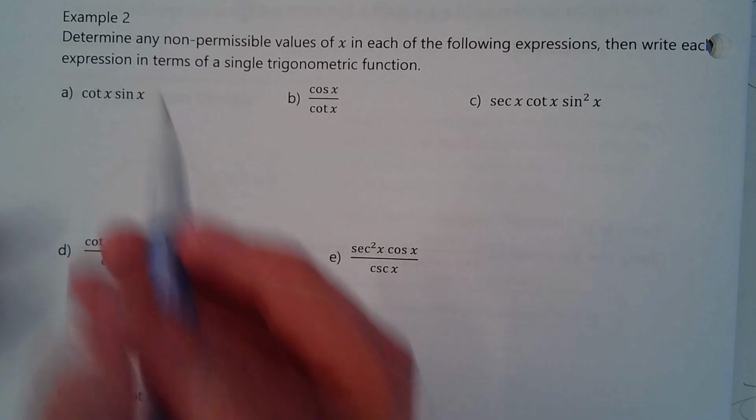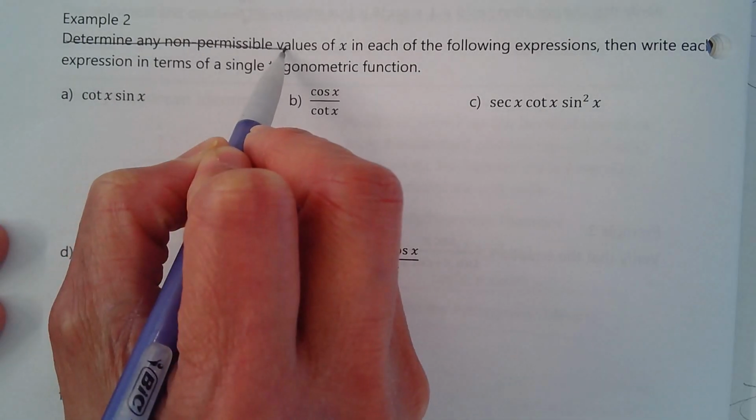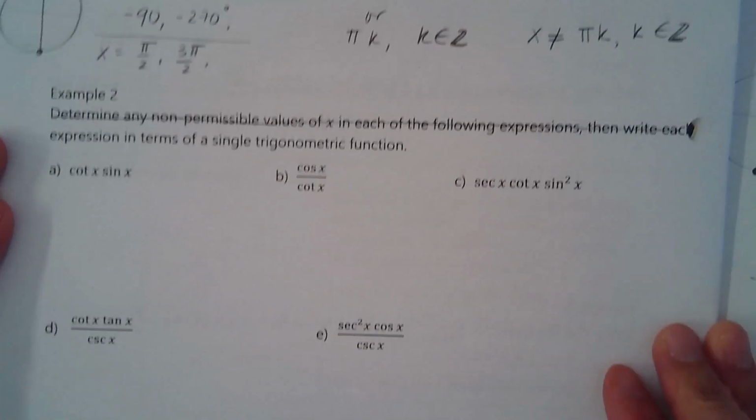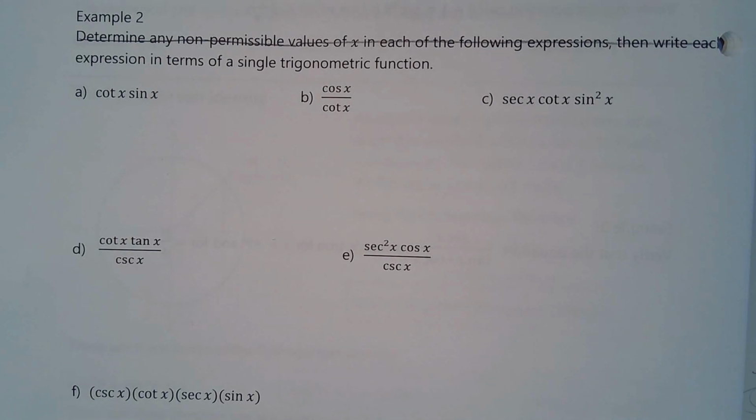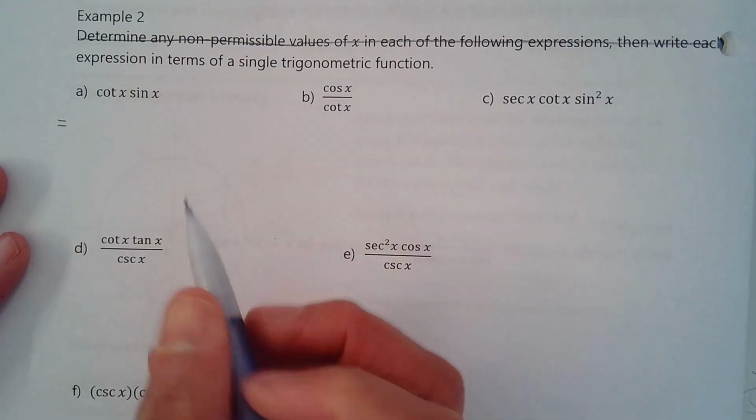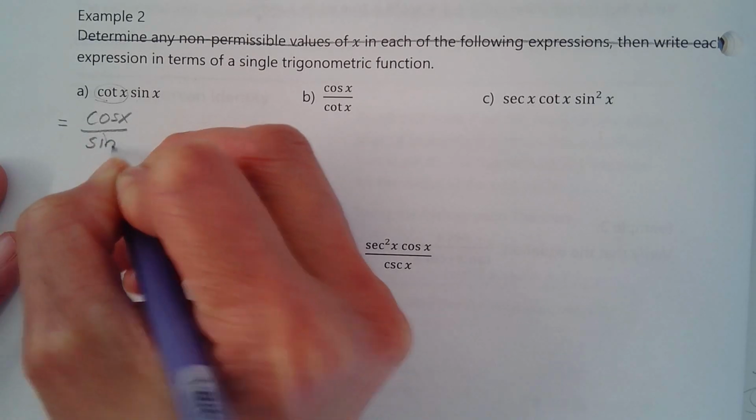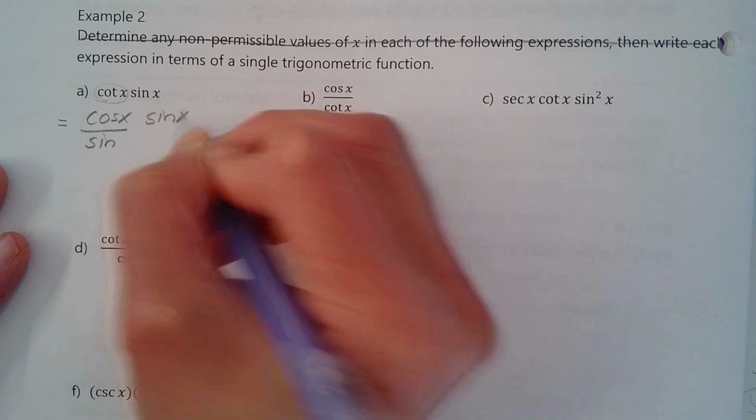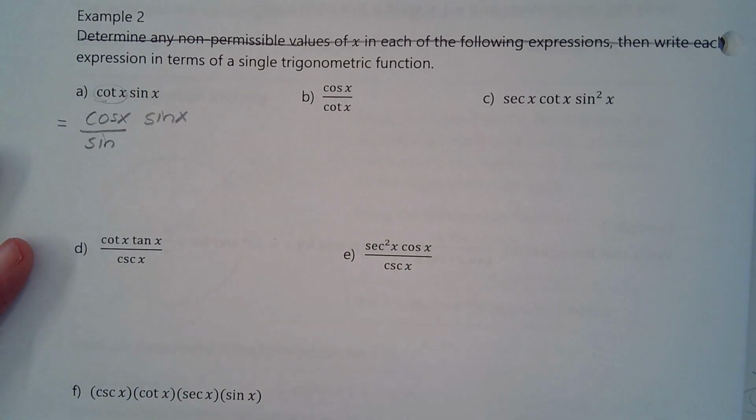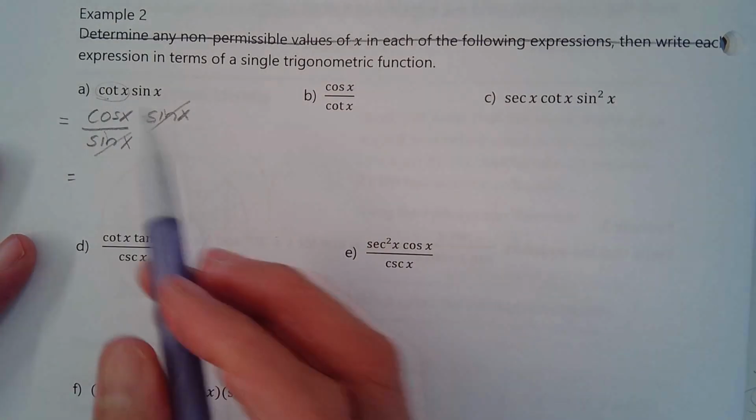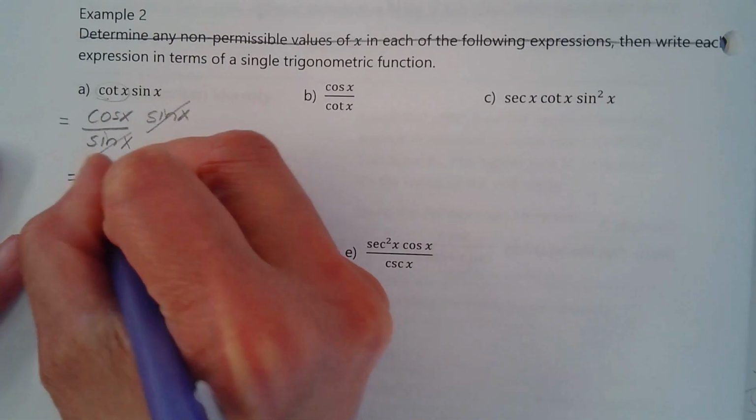Determine, okay, this one, we're going to scratch out the determine the non-permissible values, because this can be convoluted. We've already done it in example 1, so in example number 2 we're just going to write it as a single trigonometric function. Can we simplify it further? How can we simplify this? Cotangent is cos of x over sine of x, times sine of x. You know that the sine of x cancels, so after all that cancellation, it simplifies to cos of x.